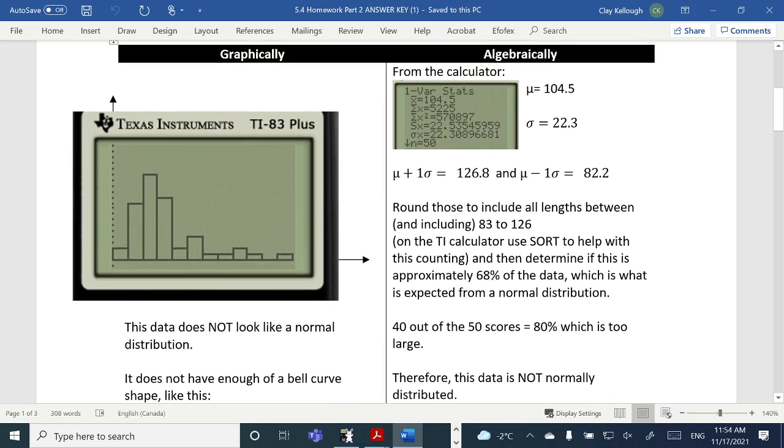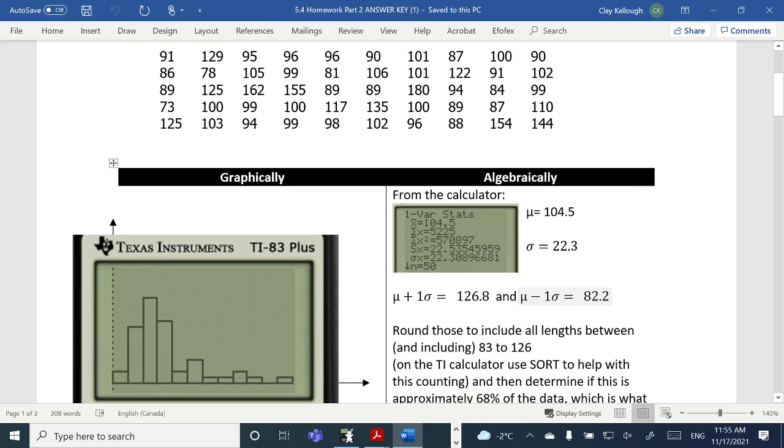Now, when we do it algebraically, the calculator tells us our mean. It tells us our standard deviation. One standard deviation up gets us to 126.8. One standard deviation down gets us to 82.2. So now I go through the data. And by the way, on the calculator, remember I can sort data? So I can sort it from smallest to biggest, and I add up all the numbers that are between 83. I'm not going to count the 82. Is there an 82 in the data? I don't care if there is. I'm not counting it. It's got to be bigger than 82 and smaller than 126.8.